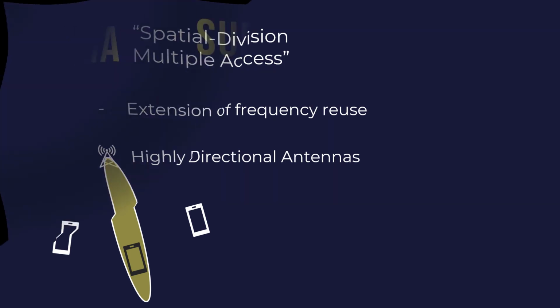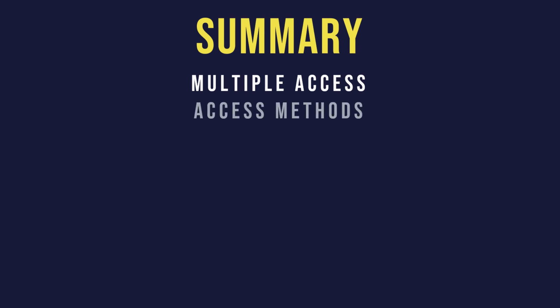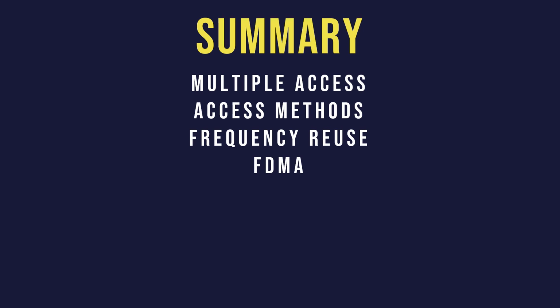Let us summarize the discussed multiple access concepts. Multiple access is the application of multiplexing that allows for multiple users to share a finite amount of the spectrum. Access methods are how the multiple users share a limited amount of the spectrum. Frequency reuse is using the same frequency for multiple users and base stations. FDMA divides a frequency band into smaller channels, each accommodating one user. Its channels are non-overlapping.